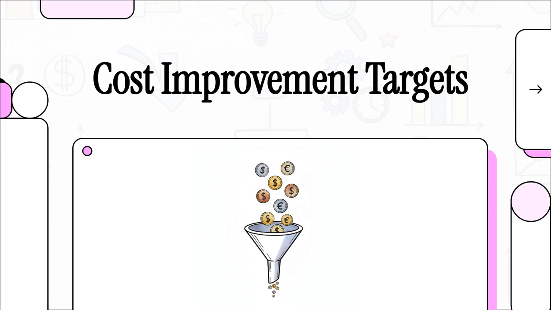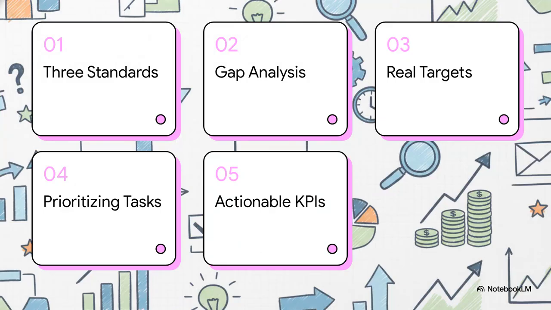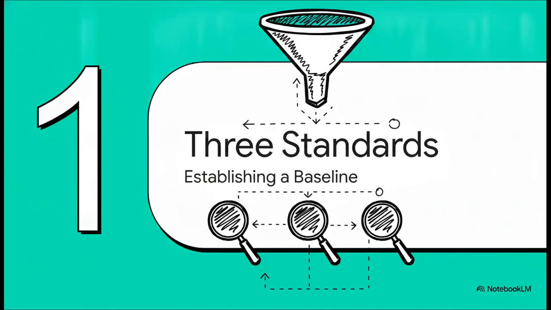Today, we're going to use a structured analytical funnel to zero in on exactly what matters. So, here's our game plan as we move down the funnel. First, the 3 standards of measurement. Second, gap analysis and opportunities. Third, finding real improvement targets. Fourth, prioritizing those tasks. And finally, designing actionable KPIs. Let's get to it.